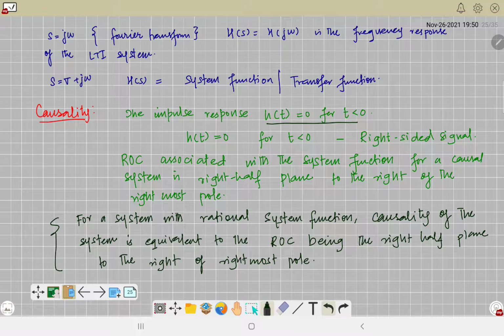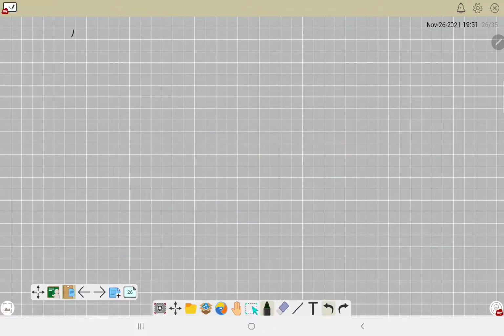Now this is a kind of a graphical approach, because region of convergence is actually a plot, a region in the S plane. So when you have a look at the region of convergence of a particular system, the associated system function, you can comment on the causality of such a system, which implies that if the region of convergence is to the right of the rightmost pole, then your system is causal.